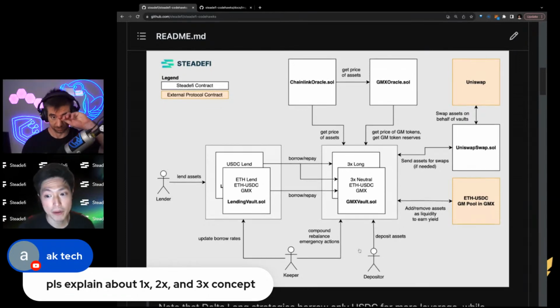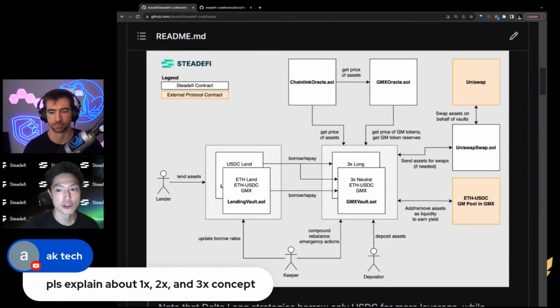So using the diagram here, let's say if you're a depositor, you put in $1 worth of assets into, let's just use the 3x long strategy vault. What the vault is saying by saying a 3x long is that it's a 3x leverage. So by you depositing your dollar, it would want to achieve $3 worth of total asset value. So it needs to borrow $2 more worth of assets on top of your $1 in order to achieve that $3.